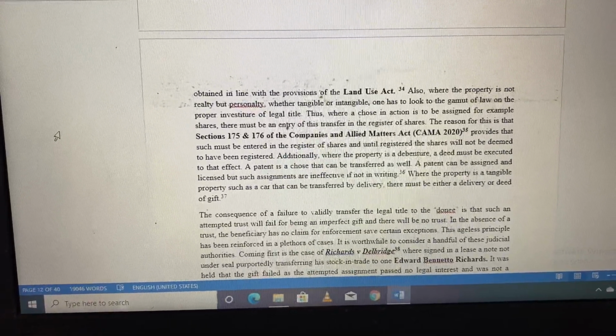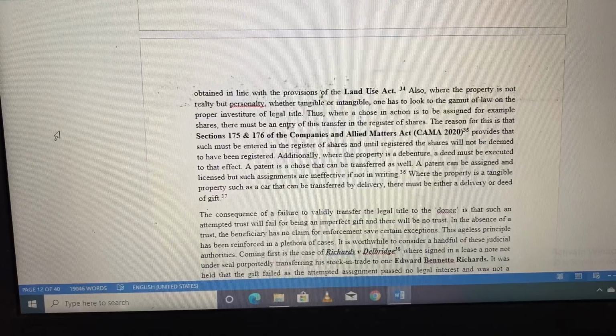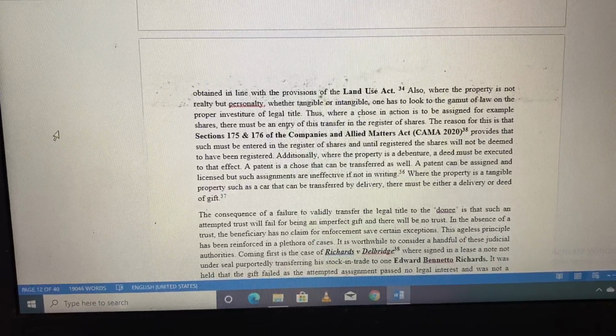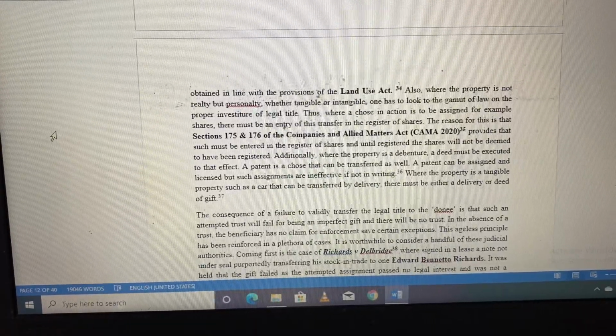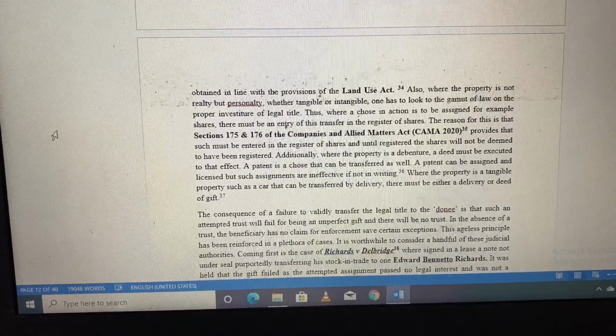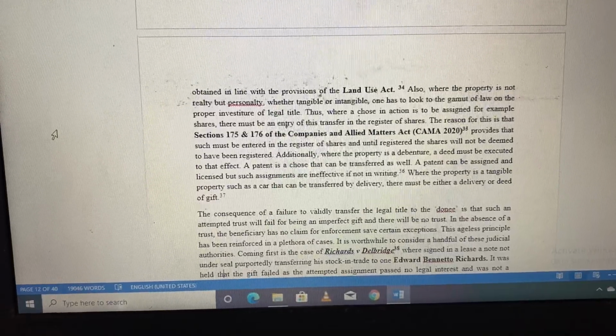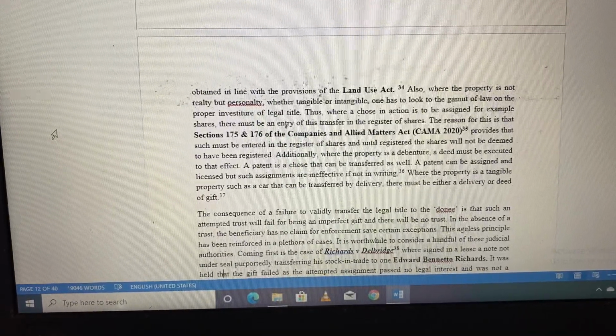A patent can be assigned and licensed, but the law says such assignments are ineffective if they are not in writing. Additionally, where the property is tangible property, say a car that can be transferred by delivery, then there must be either a delivery or some sort of deed of gift.